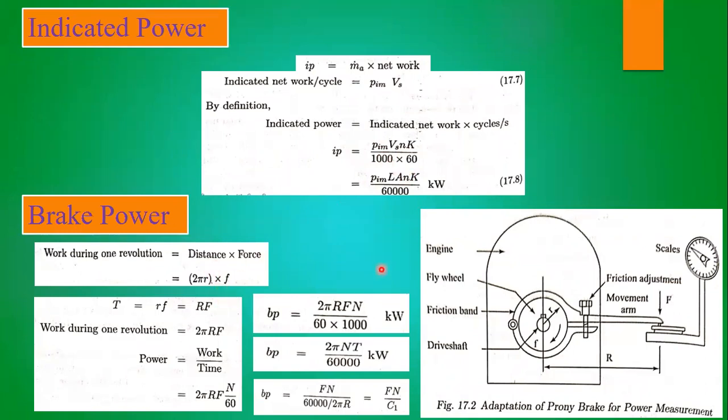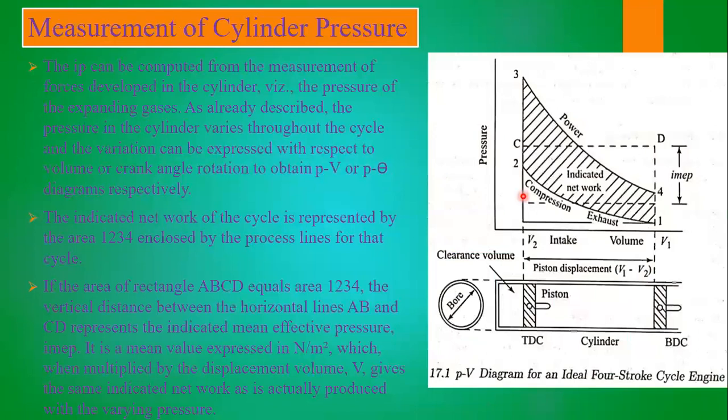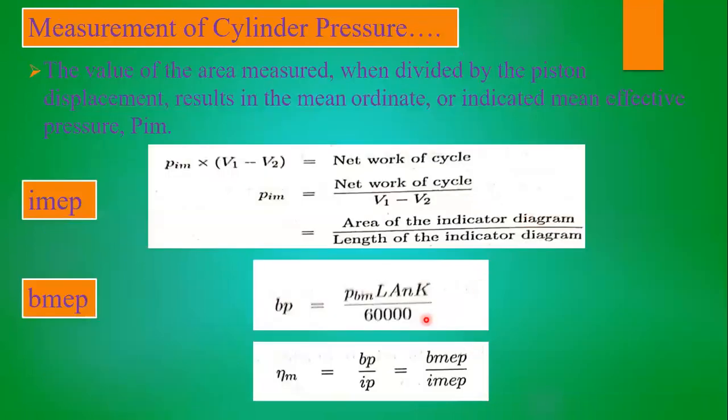Next, coming to brake power, we have to know the brake power with the help of this formula, or with the help of this indicated diagram. It is not possible. Why? Because we can't predict the amount of energy delivered to the crankshaft. So finally we can't do it like that.